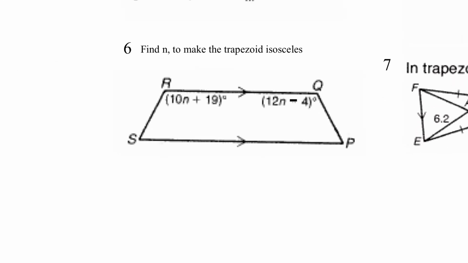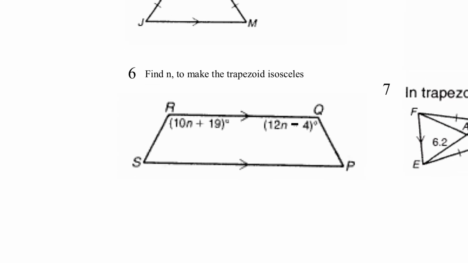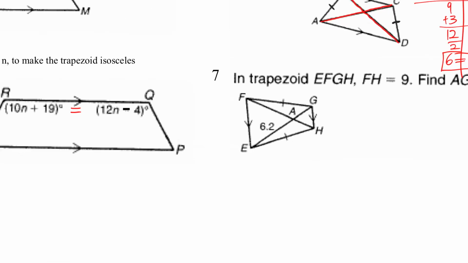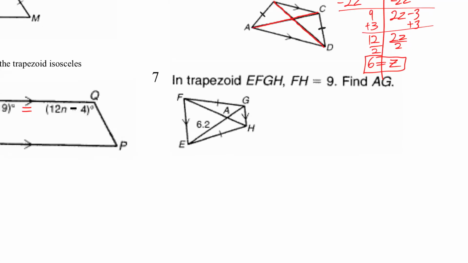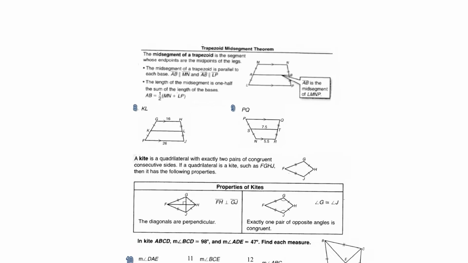Down here on number 6, it says find n to make the trapezoid isosceles. So these two would have to be equal. You just set those two equal to each other and solve for n. I'm not going to work through that, but that's how you do that. So pretty simple. Let's go ahead and flip it over.